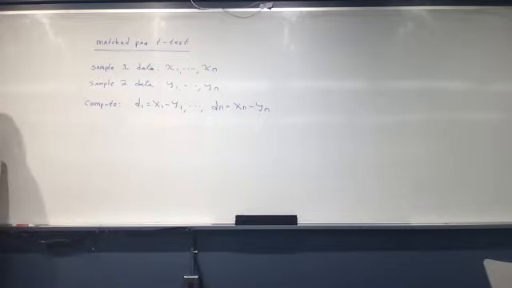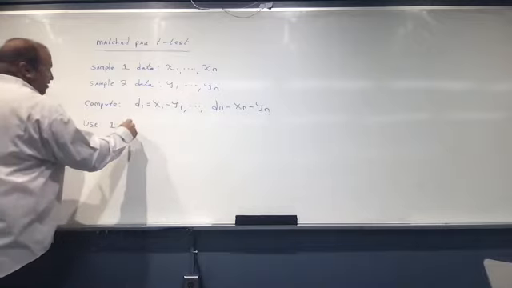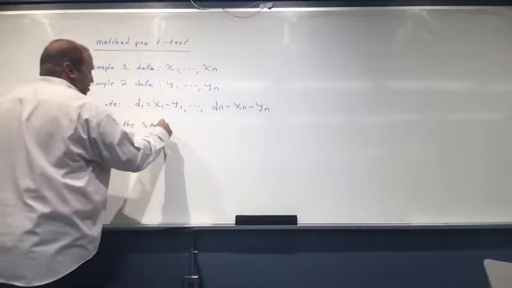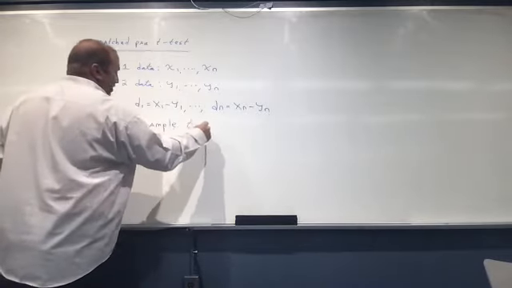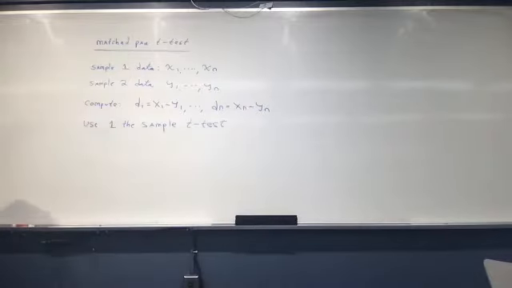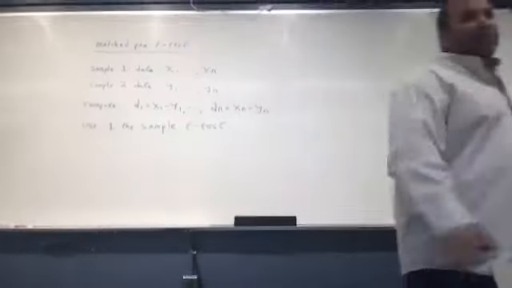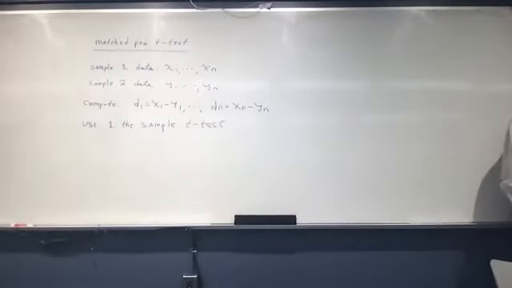Wait, so if there's like 50, you would have to do that 50 times? Yes. Both hands. And then use the one sample t-test. At that point, it becomes a regular one sample t-test and everything is done as normal.